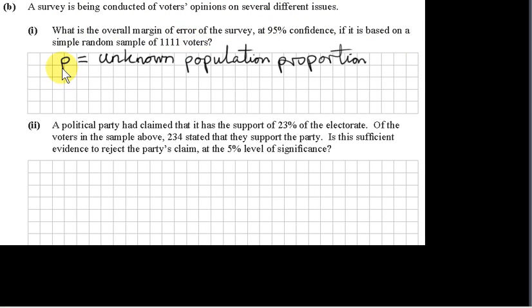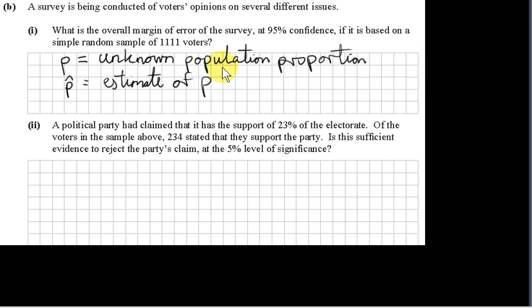Here's just some notation. p is the unknown population proportion of voters that support or do not support some issue. We don't know this because we would have to survey the entire population, and of course that's not practical. The population could consist of millions of voters. p hat denotes the estimate of p. The estimate of p is based on a sample.